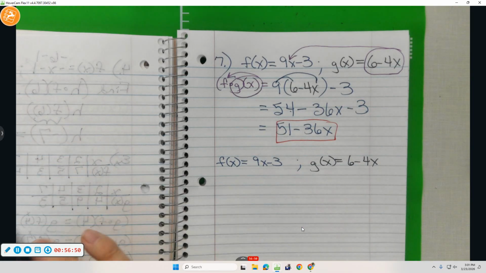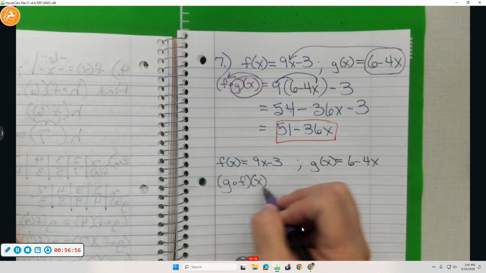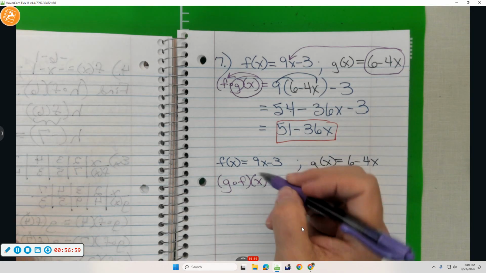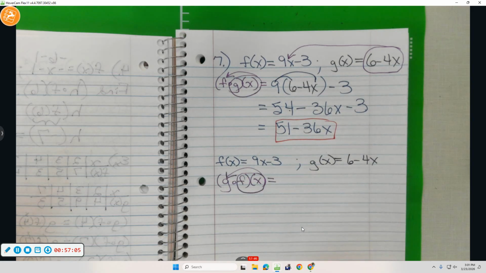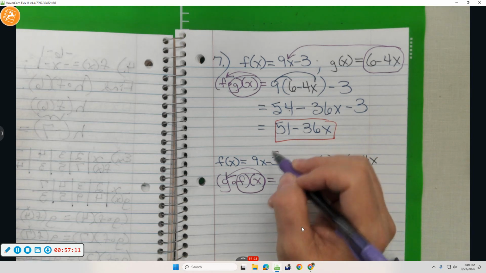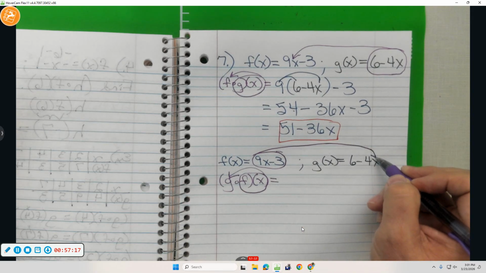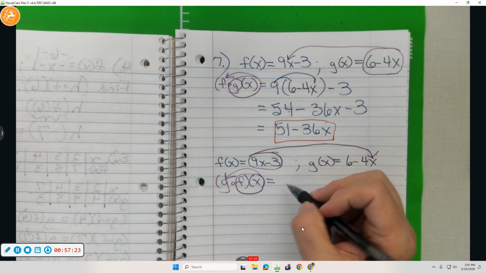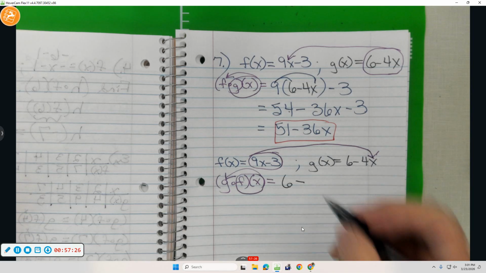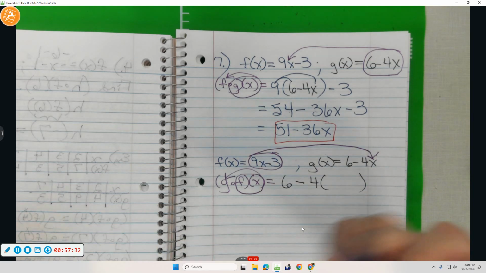Now you want g composed with f at x. That means this time you're taking f of x and plugging it into g. So we're taking f of x, this 9x minus 3, and we're going to plug it in over here for g. Y'all see what's happening? What's going to happen here? We'll have a 6, a minus, we have a 4, but we're replacing the x with 9x minus 3.